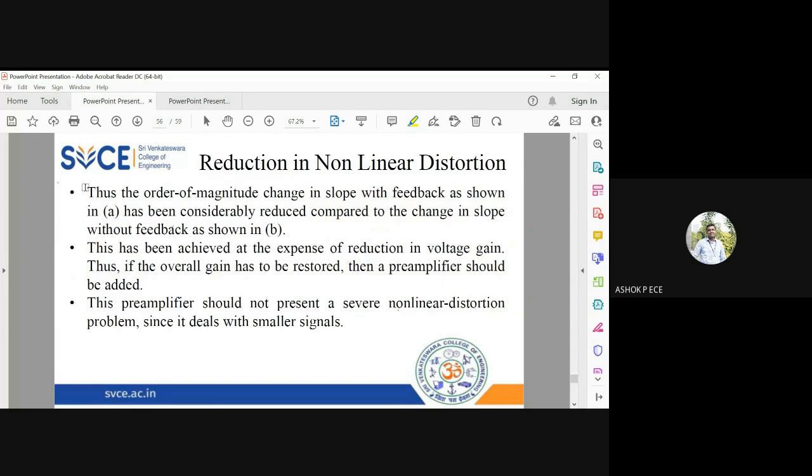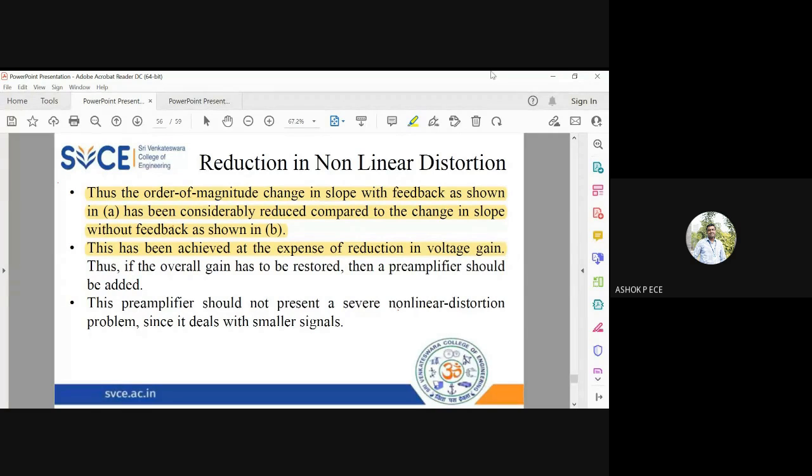So the order of magnitude of change in slope has been considerably reduced when you compare A and B. From A, the slope is very steep, and in B, the slope is relatively not that steep. It is looking like a straight line. So it is linear. But again, this reduction in distortion is achieved at the expense of voltage gain.